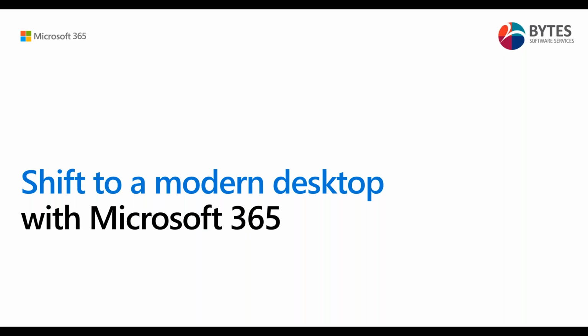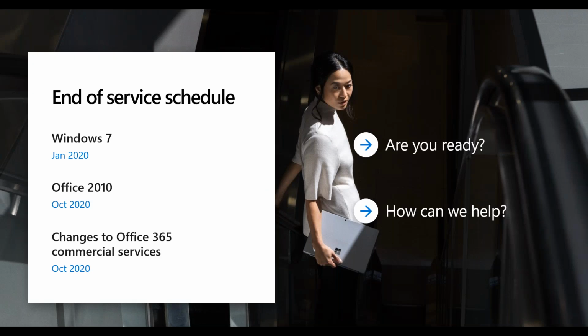So just to reiterate the end of service schedule: Windows 7 is January 2020 and Office 2010 is October 2020. What those dates really mean is they're already in extended support with Microsoft, so no more feature updates for the last nearly 5 years. But what they have still been releasing are the security updates and patches for Windows 7 and Office 2010, which will come to an end when they hit those end of service dates.